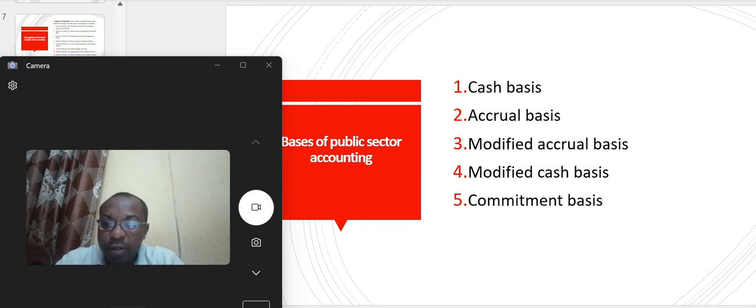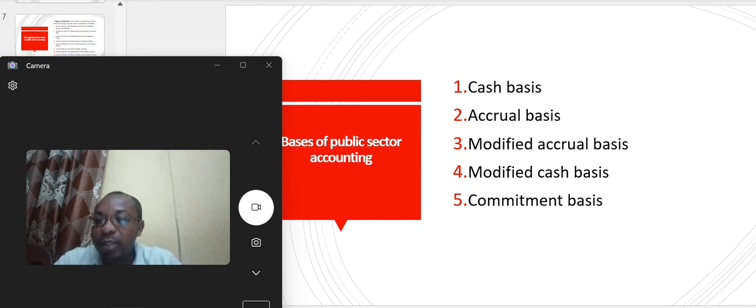So the last basis of accounting is what we call commitment basis. Commitment basis of accounting, as the name implies, once commitment is made, we recognize. In short, once provision is made, we recognize. This stems from budgeting. Once a vote is made from the budget that has been approved and we propose that we are going to spend so much amount on some projects, it is recognized.